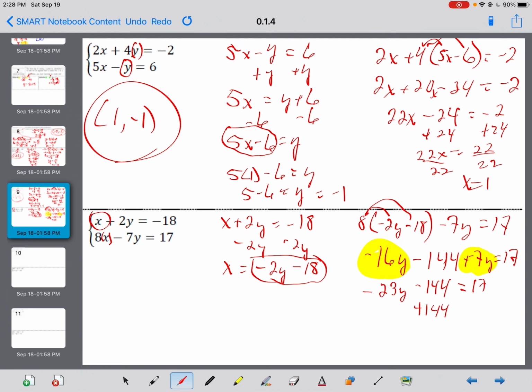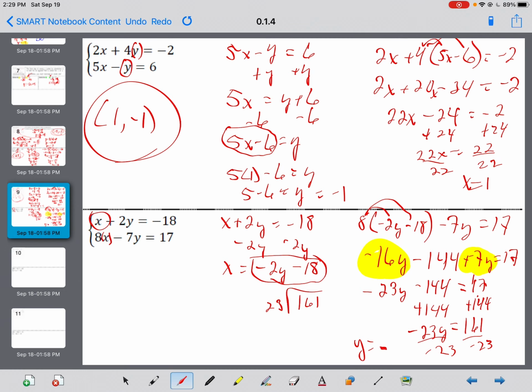Add 144. Negative 23y equals 7 and 4 is 11. 1, 2, 3, 4, 5, 6. 161 divided by negative 23. Let's see. Y equals 161 divided by, it's going to be negative.